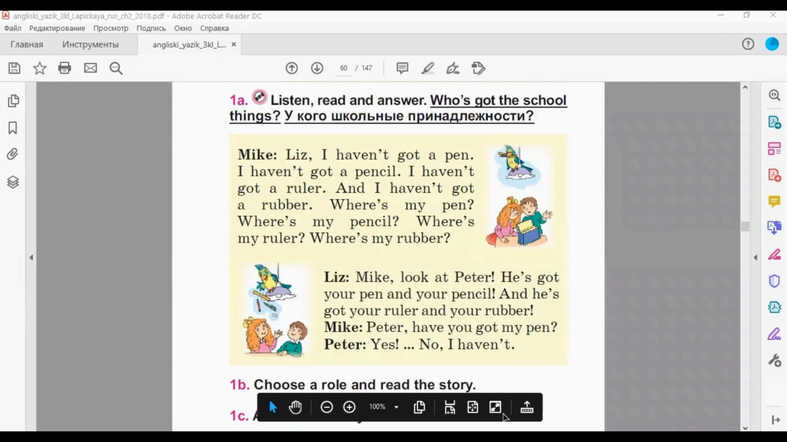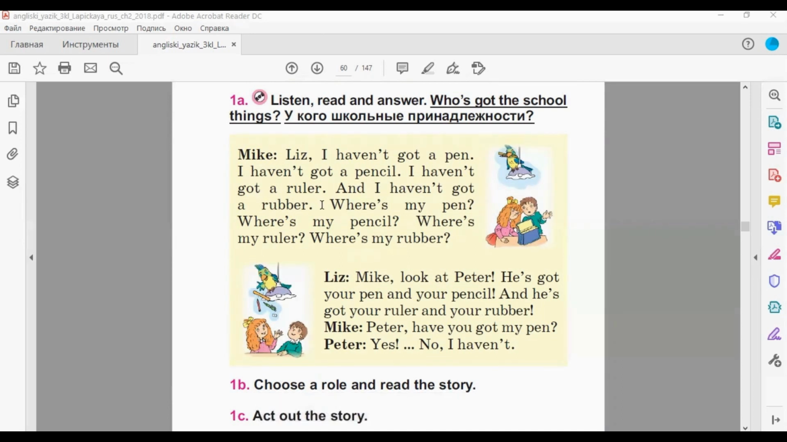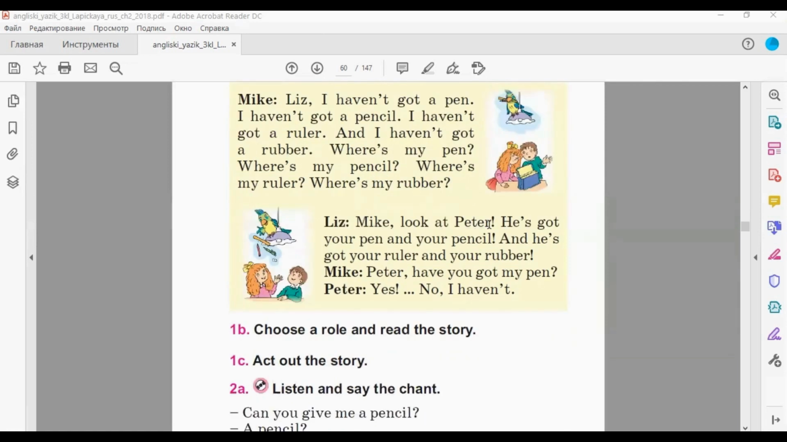Let's read this story again. Repeat after me. Liz, I haven't got a pen. I haven't got a pencil. I haven't got a ruler. I haven't got a rubber. Where is my pen? Where is my pencil? Where is my ruler? Where is my rubber? Mike, look at Peter. He's got your pen and your pencil. And he's got your ruler and your rubber.